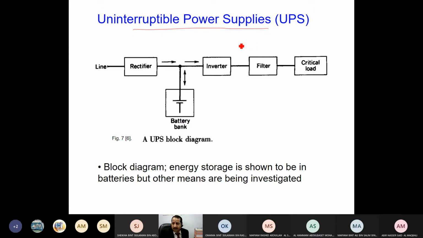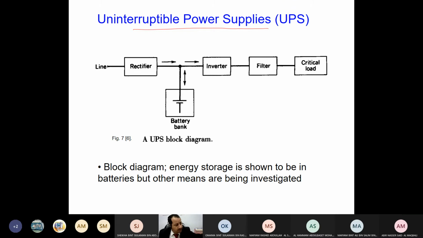Uninterruptible power supply. Look, we need a supply which will provide electricity for my load without interruption, so that even if there is a cut for part of a second, they don't feel there is an interruption. And this is important especially for first class loads. You have first class, second class, and so on.